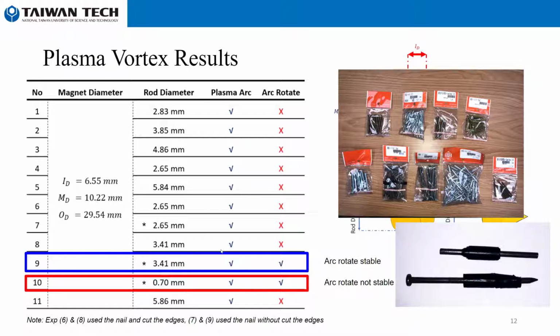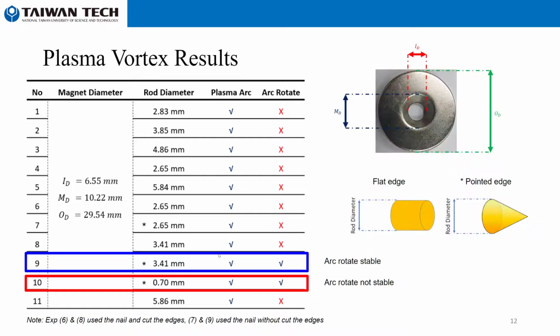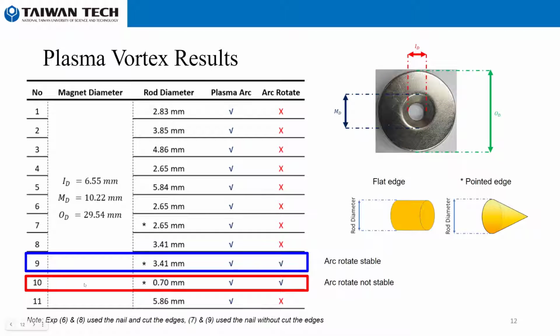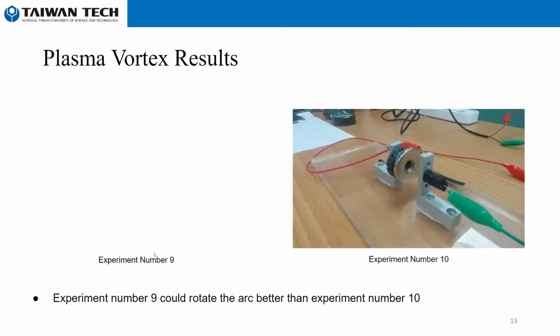There are a lot of parameters that we do not know specifically why they change the arc rotation, but as we have tested, the tip does affect the rotation. Between 9 and 10, experiment 10 did rotate, but the problem was it was not as stable as the thicker diameter rod.